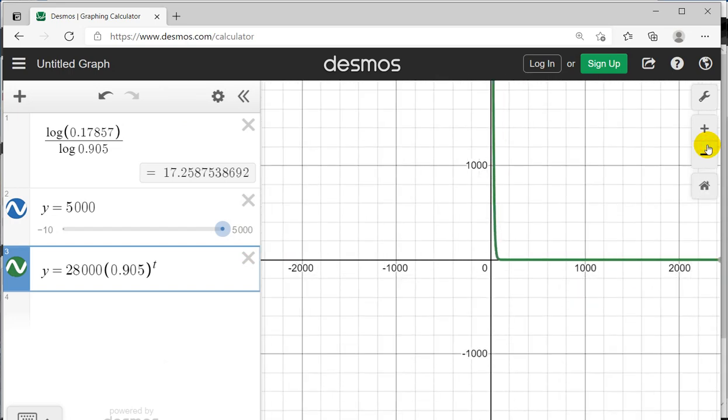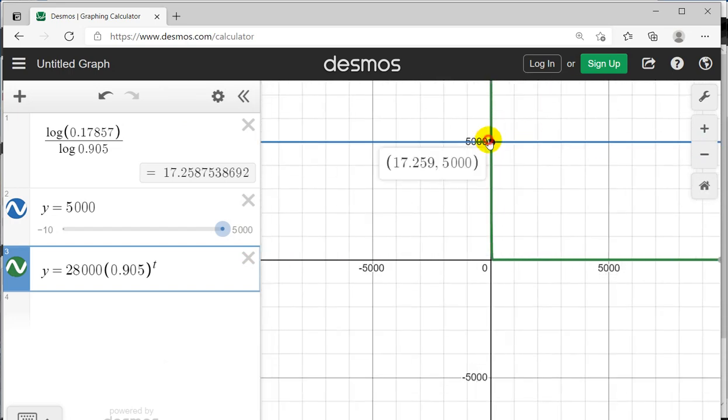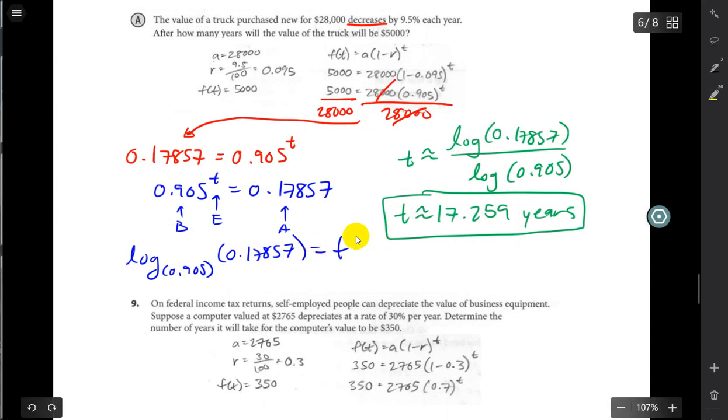Okay, and let's go ahead and look at that. 17.259. Yeah, look at that. See, we used logarithms. We didn't have to graph it. So, yeah, just wanted to show you that. So that's if you like the Bay method. If you like the Bay method, this is B, this is A, and this is E. That's fine. You can do it that way. Okay, so last one, number 9, I'm going to show you that other way.